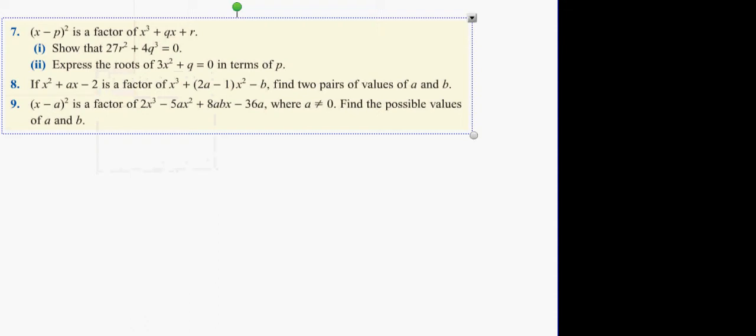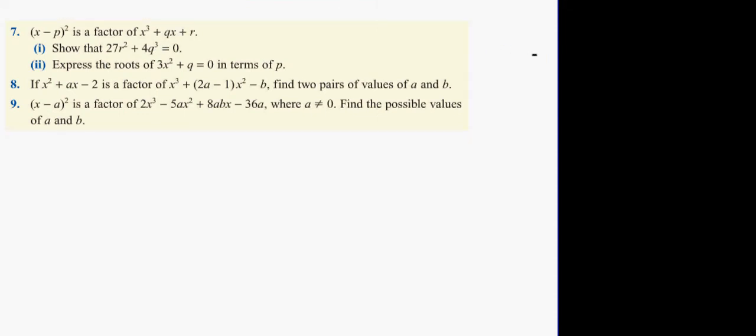Question 7. x minus p is a factor of x cubed plus qx plus r. Show that 27r squared plus 4q cubed is equal to 0. Now once again guys, the only thing that's leading me to know what to do is it says it's a factor. So that means x minus p by x minus p is a factor.